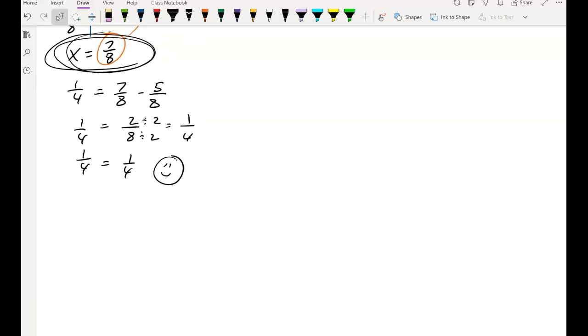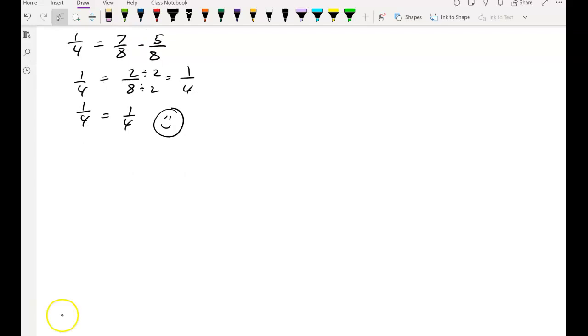Now let's try another one. Now this equation is going to be a multiplication equation. So I'm going to start with 3x equals 2.4. Now 3x, remember when you have a number next to a variable, like for example 2p, that's the same thing as saying 2 multiplied by p.